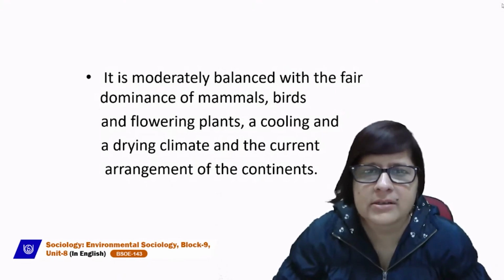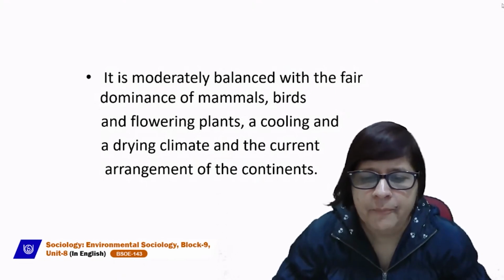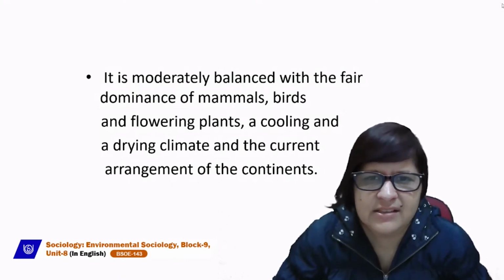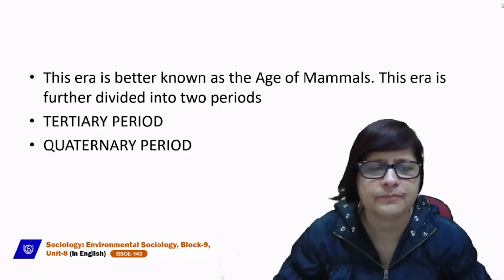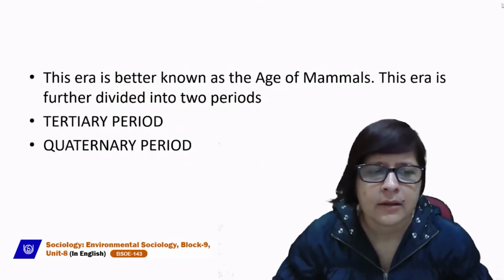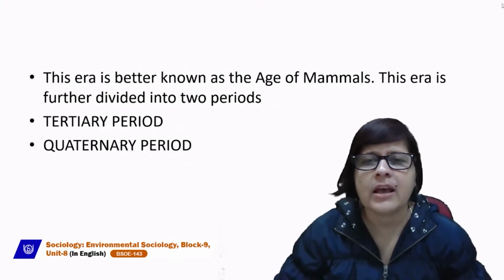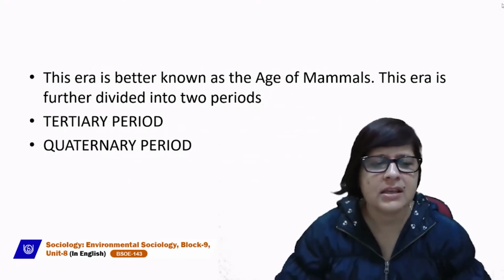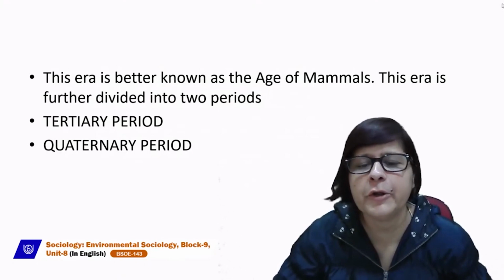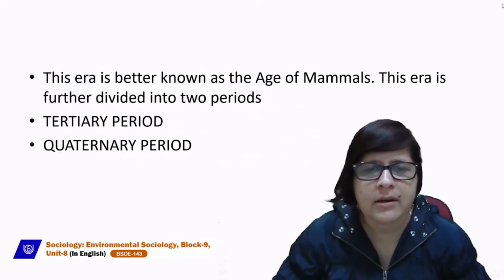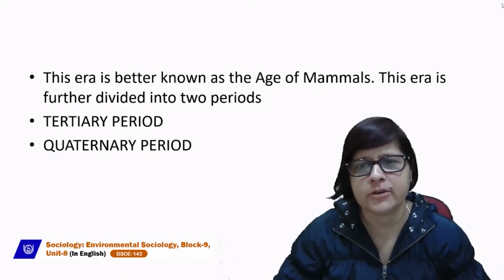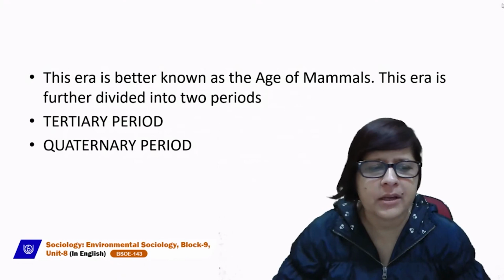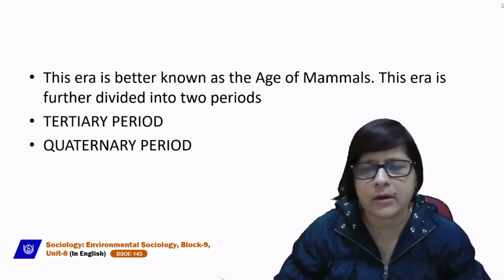Mammals are there, birds are there, flowering plants are there, and a cooling and drying climate exists during this Cenozoic era. This era is better known as the age of mammals, and it is further divided into two periods: the Tertiary period and the Quaternary period.